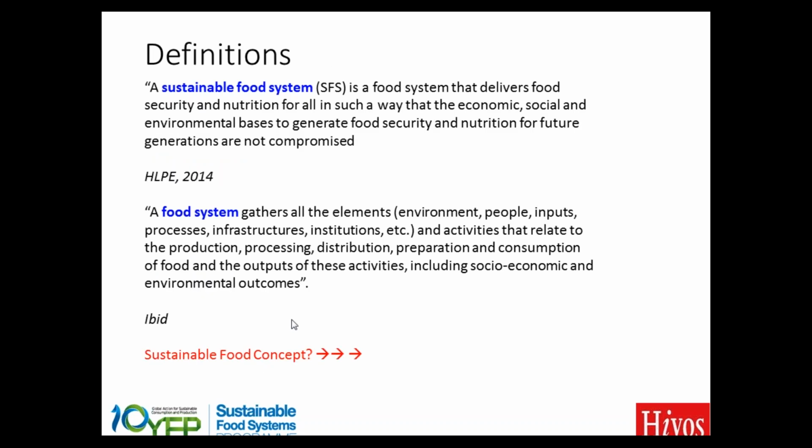Thank you. So yeah, a couple of definitions that I won't touch upon too long for now. There's a couple of definitions that we use within the sustainable food systems by the high-level panel of experts on food systems. Basically, most important is the first definition. A sustainable food system is a food system that delivers food security and nutrition for all in such a way that the economic, social, and environmental basis to generate food security and nutrition for future generations are not compromised.